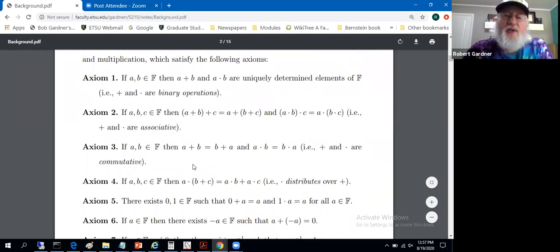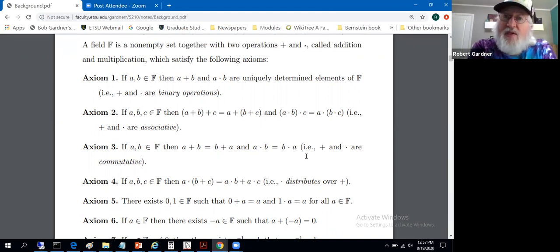In a field, we have commutativity of both binary operations. A plus B equals B plus A, and A times B equals B times A. Is there a group here somewhere? Not yet, because we haven't talked about inverses or identities. But we could restate the definition of a field in terms of groups, in part at least.